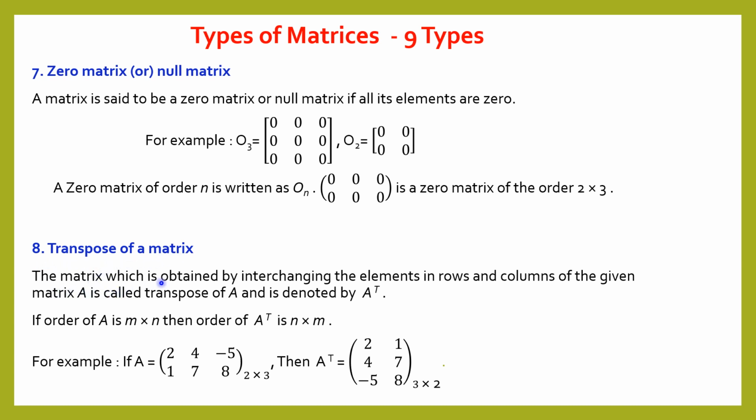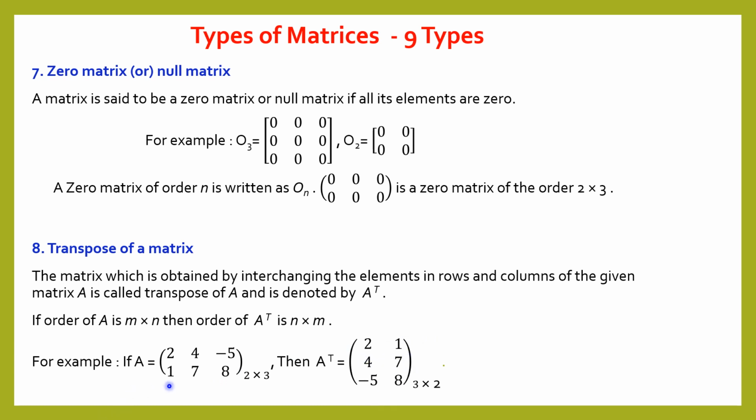Next one is transpose of a matrix. The matrix which is obtained by interchanging the elements in rows and columns of the given matrix A is called transpose of A and is denoted by A transpose, that is A power T. If order of A is m cross n, then the order of A transpose is n cross m. That is, the rows are changed into columns and the columns are changed into rows.